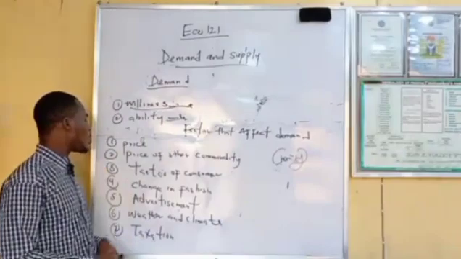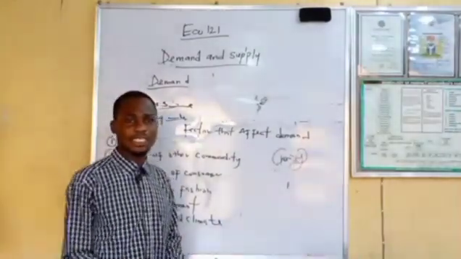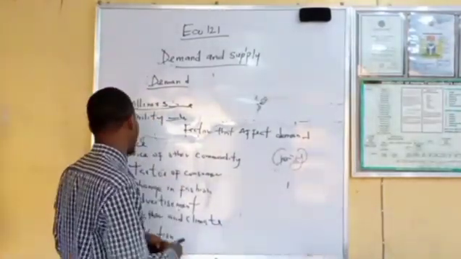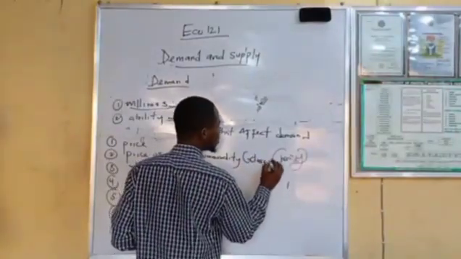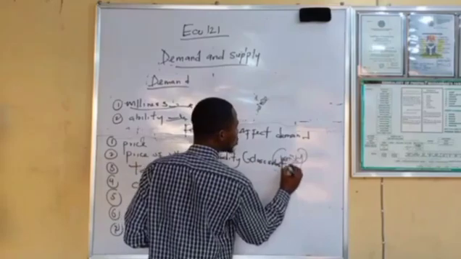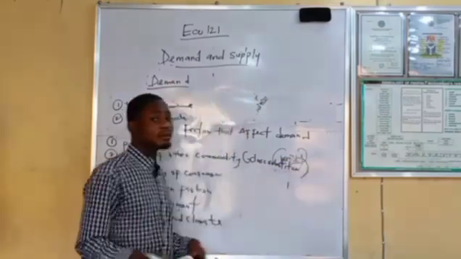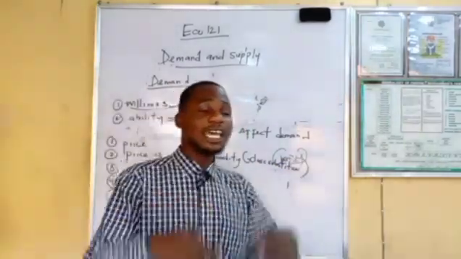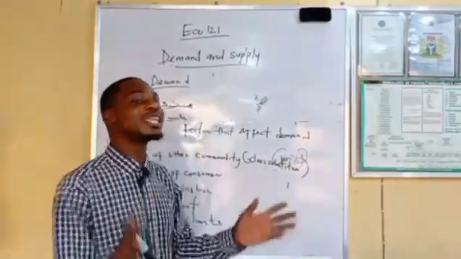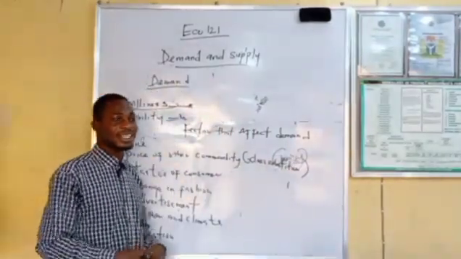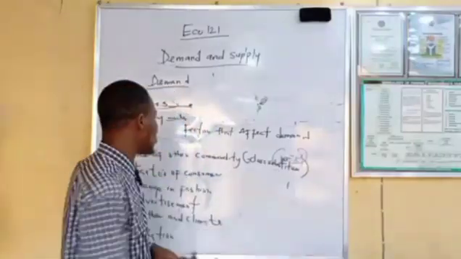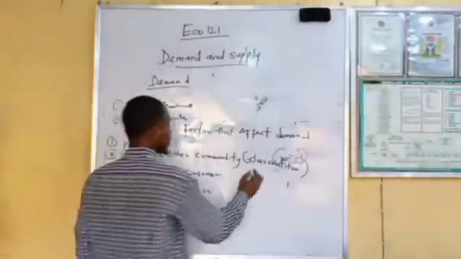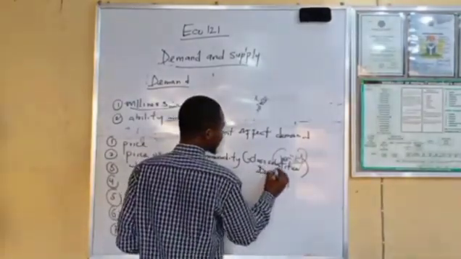Then the second one, if you are talking about price of other commodity, the first thing that comes to your mind is what we call a close substitute. Now, a close substitute is commodities that are very similar to each other, that serve the same purpose. For example, we have what? Detergent.